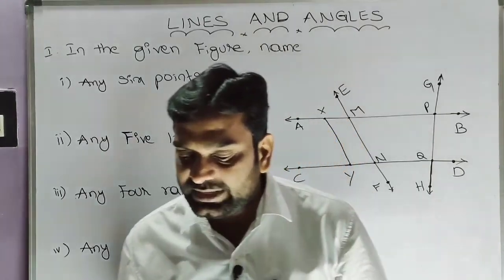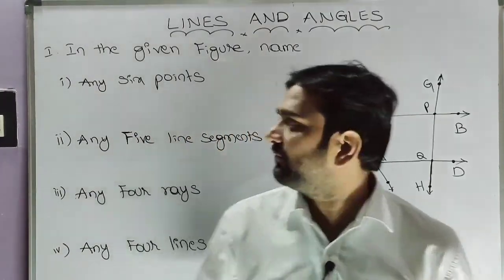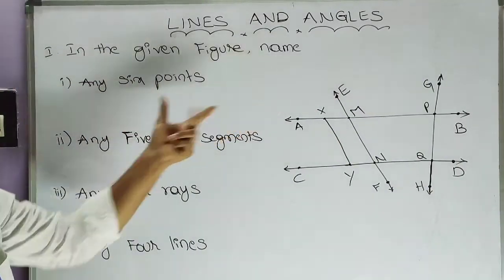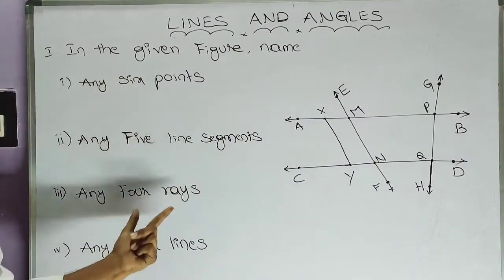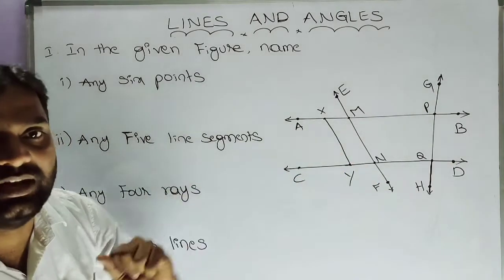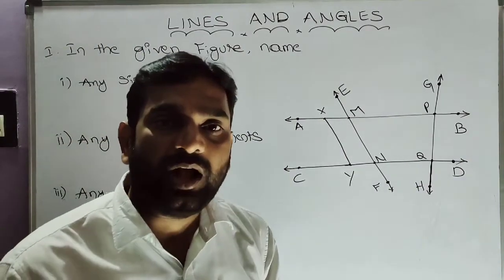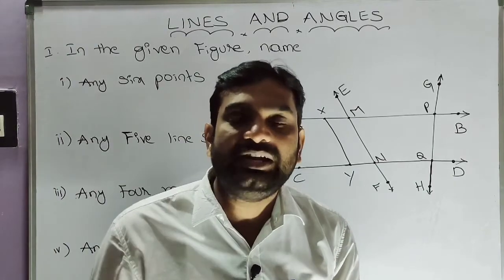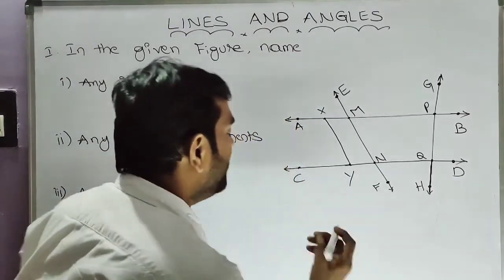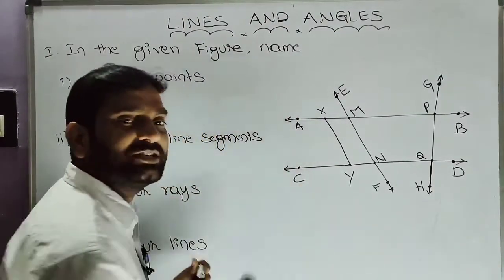Today, coming to our topic, I'm going to explain exercise 4.1. In that, the first problem is: in the given figure, name points, line segments, rays, and lines. Here the figure is given like this. Yesterday I explained to you how we can denote a ray, a line, a line segment, and a point.